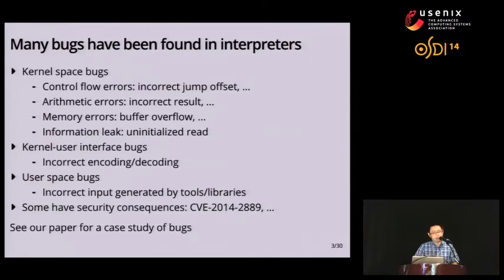Here, we did a case study of those bugs. You can find bugs basically everywhere: in the kernel, in user space, and in the boundary between kernel and user. You can see a bunch of familiar friends like buffer overflows, control flow errors, incorrect correctness bugs, and all kinds of privacy issues. Some of those bugs have very serious security consequences, like code injection into the kernel.